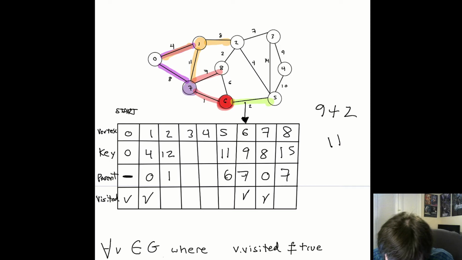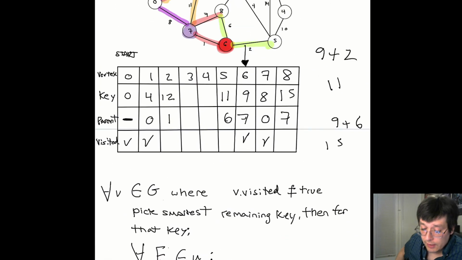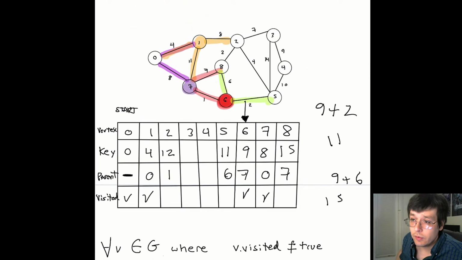All right. The next one we are looking at is this edge. So we take the current value of 6, which is 9, and we're going to add 6 to that. 9 plus 6 is 15, which is actually the same as what we have on 8, as you can see. However, this says less than, not less than or equal to, so therefore no update is required. If you did update it, though, it wouldn't break particularly anything.